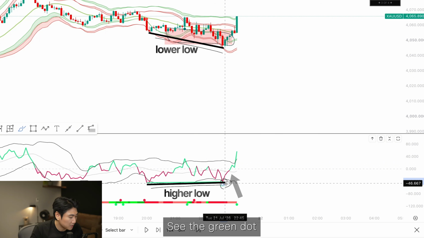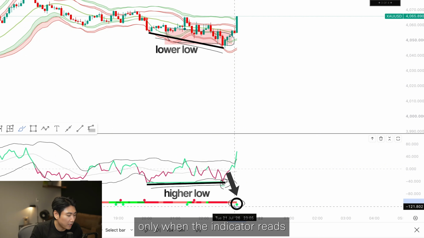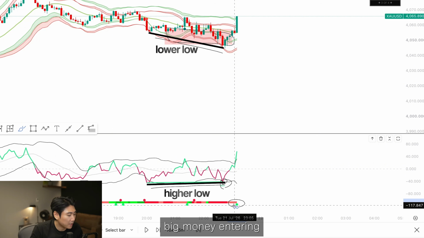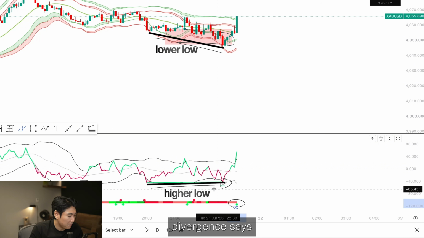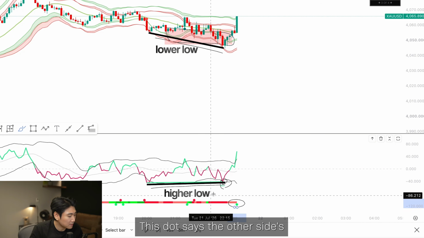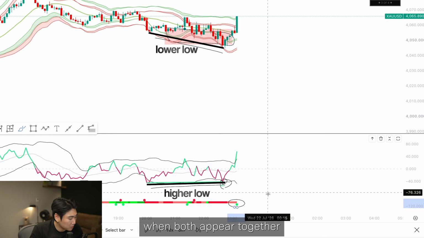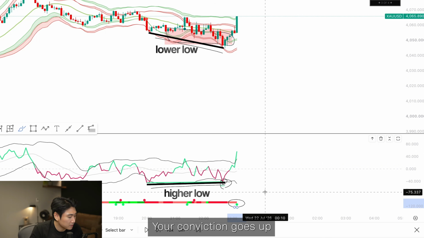One more thing, see the green dot at the very bottom? This dot prints only when the indicator reads big money entering on the buy side. Divergence says an inflection is possible. This dot says the other side's money has started coming in. When both appear together, your conviction goes up another level.